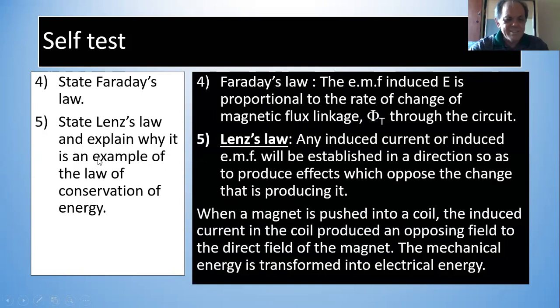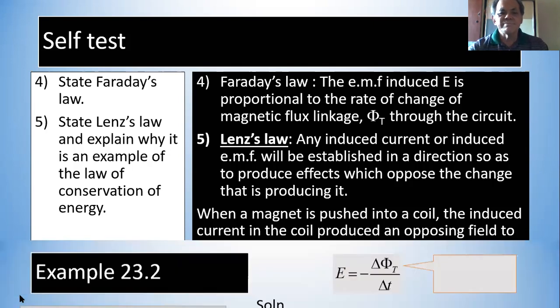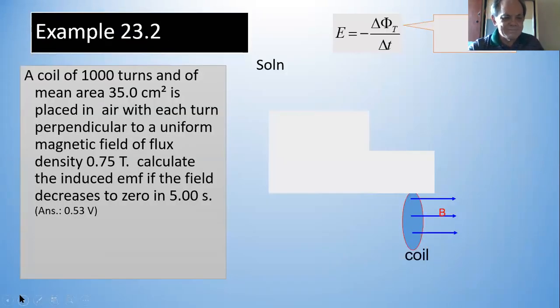Okay. It's a conservation of energy because when you push a magnet into a coil, you have an induced current flow to produce an opposing field to the magnet. So in this case, your mechanical energy transforms into electrical energy. Okay, got what you want? Okay, I'll change to the next slide. Calculate. Let you calculate first before I go over the answer.